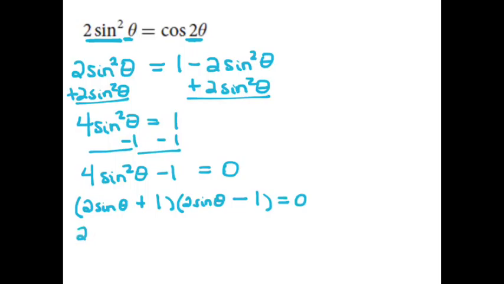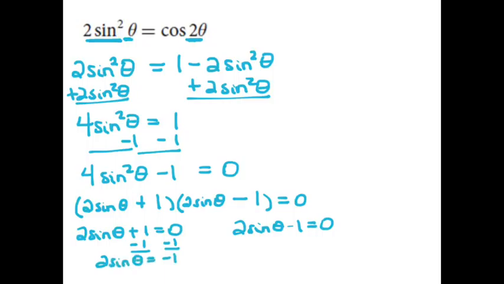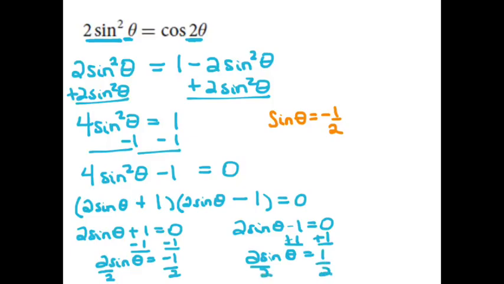So now we need to set each of the factors equal to 0. 2 sine theta plus 1 equals 0. 2 sine theta minus 1 equals 0. I'm going to subtract 1, and I'm also going to run out of space here. Divide by 2. So I'm going to go up here to the top. My final, I'm going to have sine theta is equal to negative 1/2. I'm going to go ahead and solve this other equation first before I solve for theta. I'm going to add 1 to both sides. 2 sine theta equals 1. And then finally divide by 2. And we get that sine theta is equal to positive 1/2.